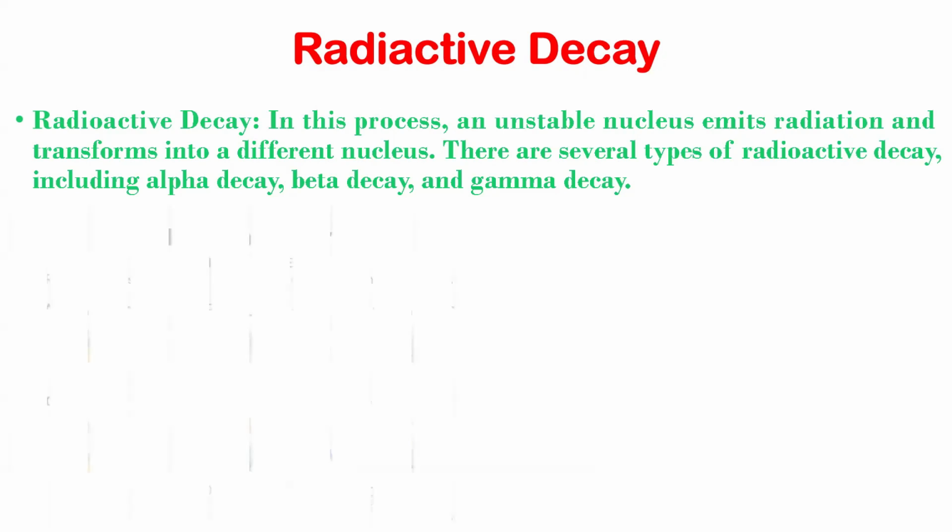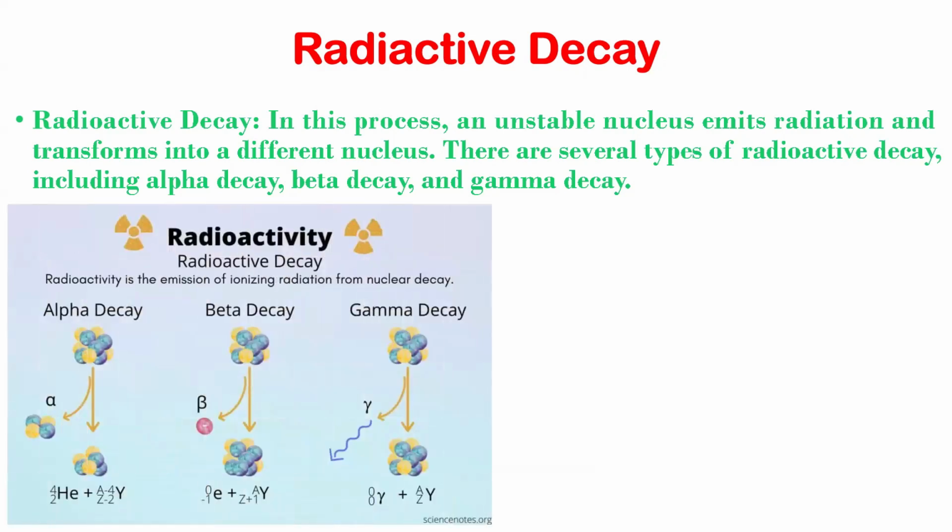So, as we said, we have different types of radioactive decay. We have alpha decay, beta decay, gamma decay. We also have positron emission, and we have electron capture. So let's start with alpha emission.